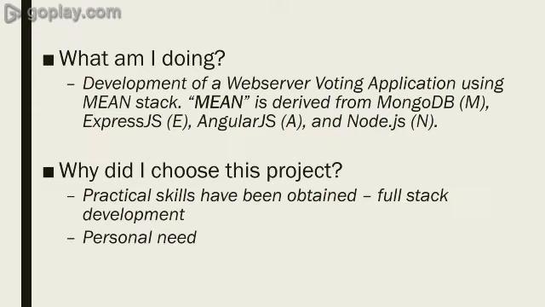Now MEAN is an acronym and it's derived from MongoDB or Mongo database, Express.js, AngularJS, and Node.js. These are all elements that make up what is referred to as the MEAN stack.